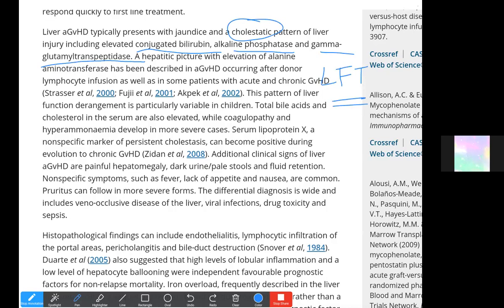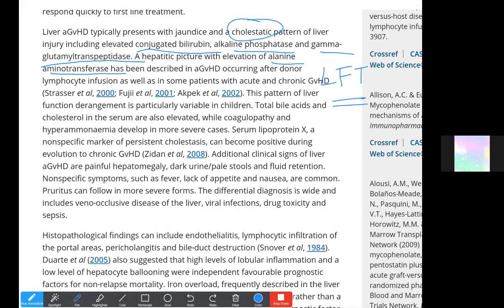And also this ALT, alanine aminotransferase, has been shown to be elevated. And this has been described in acute GVHD occurring after donor lymphocyte infusion, as well as in patients with acute and chronic GVHD. So this pattern of liver function derangement is particularly variable in children.